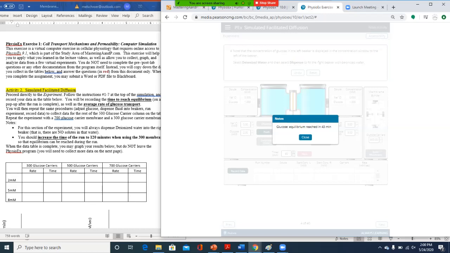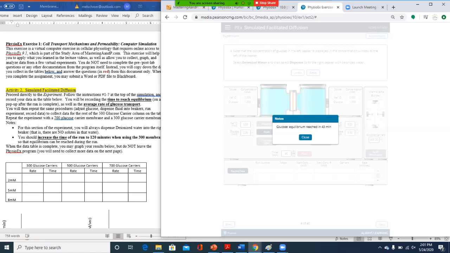In other words, if you watched over here, we start out with 2 glucose on this side and 0 over here. And so glucose flowed down its concentration gradient to this beaker over here, again, through this particular membrane. And so when equilibrium is reached, we have equal amounts of glucose, 1 millimole, on each side. And so this time to reach equilibrium is one of the dependent variables that we're going to be measuring today.